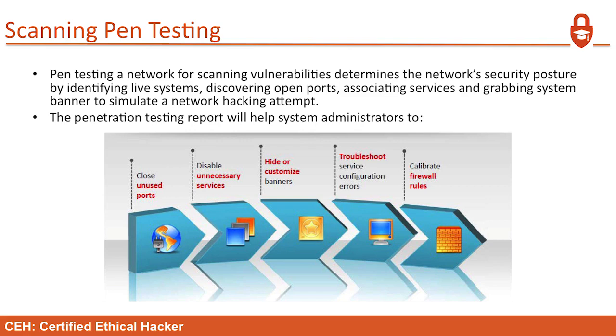So the penetration testing report will help system administrators to do the following: close unused ports, disable unnecessary services, hide or customize banners, troubleshoot service configuration errors, and calibrate firewall rules. So you can gauge your security posture by how much you're detecting the work of the attacker, right? Remember I told you that everything you do you need to take snapshots of for CYA? Well, this also helps them with the firewall rules, tweaking and making sure that, hey, we saw all that information, right? Because they need it on UTC time and all that kind of stuff.